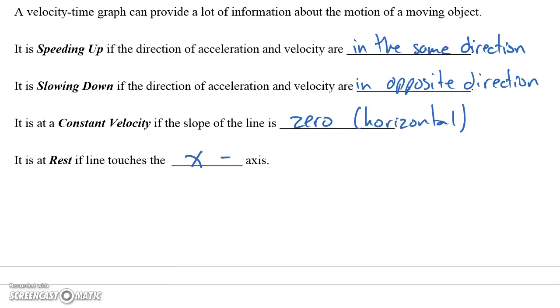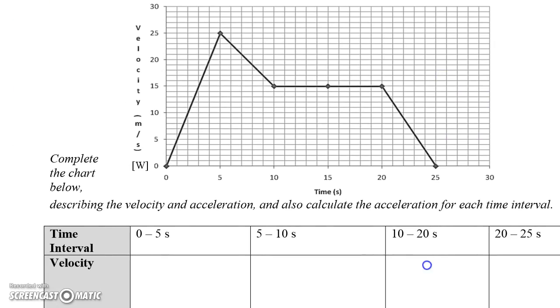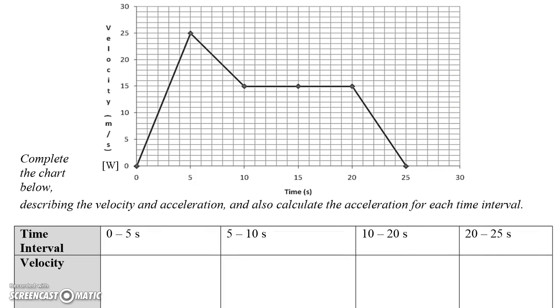So let's try this out. Let's look at some examples. We've got this graph. We are going to fill in this chart. We're going to do 2 together, and we'll do the other 2 in class. What we're doing is describing the velocity and acceleration, and then we're also going to calculate the acceleration. Let's work on describing things first.